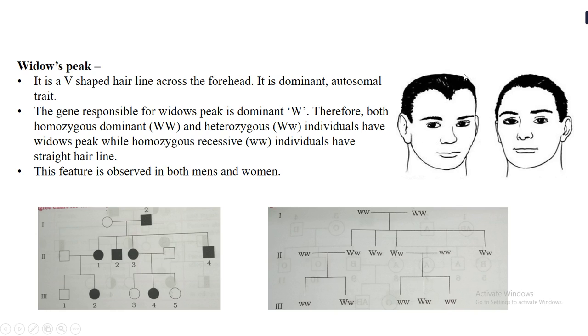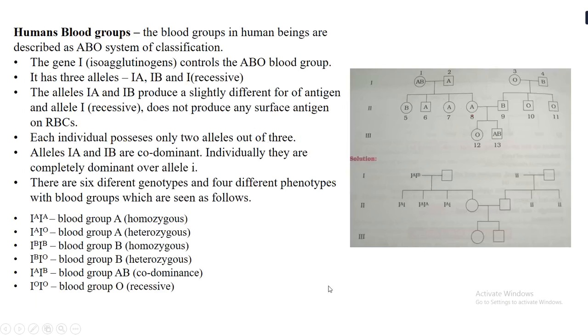So again, for this pedigree chart will be kept, and you have to comment about it. Next is human blood groups. Human blood groups are described as ABO blood group, and the gene responsible for controlling this ABO blood group is gene I, which is known as isoagglutinogens. Now this gene I has three alleles: IA, IB and I, that is recessive.